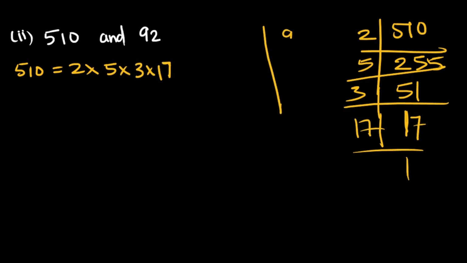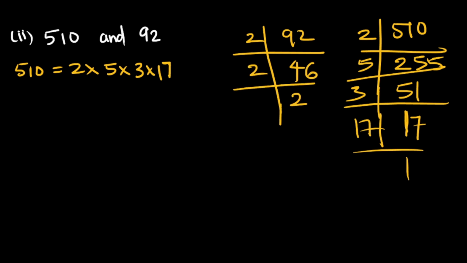For 92 you need to find it out. 2 4s are 8, so the remainder will have 1, then it will become 12. 2 6s are 12. 46. Again you will do it with 2. 2 2s are 4. 2 3s are 6, 23. Then you will have 23. So 92 can be written as 2 into 2 into 23.